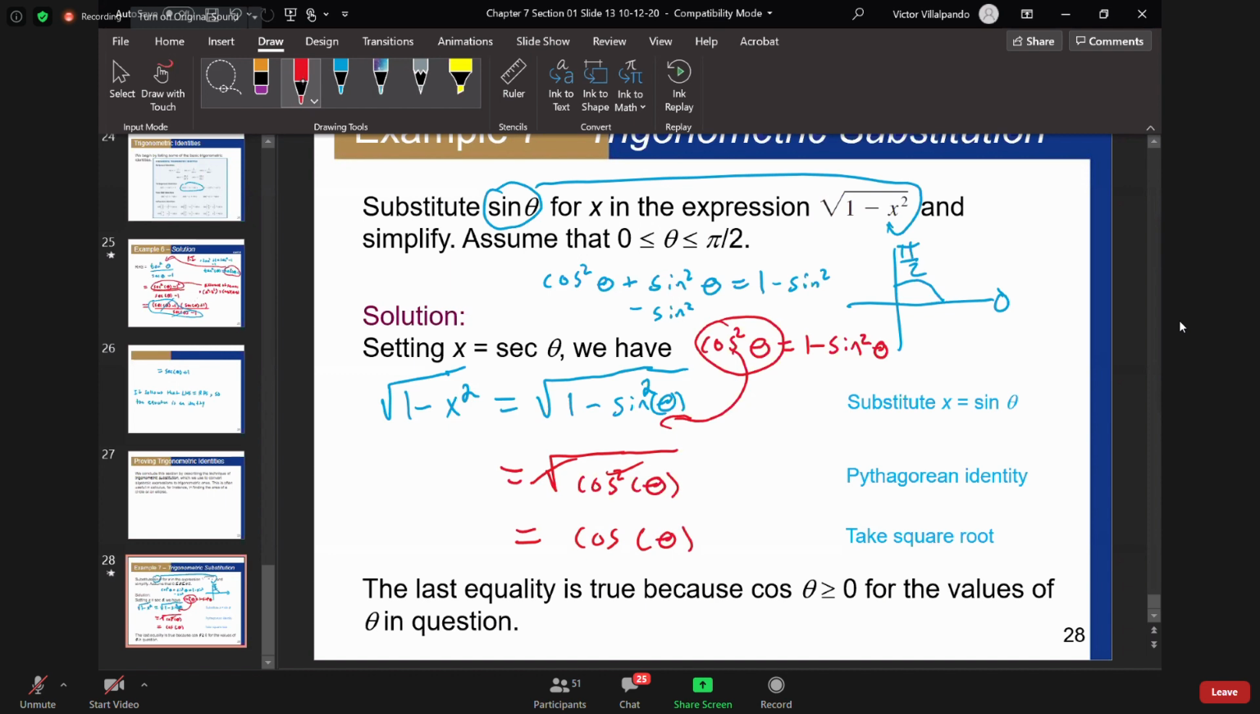Cosine is positive in quadrant 1 and quadrant 4. Remember, we go counterclockwise. Quadrant 1, 2, 3, and then 4. So cosine is positive in this one and in this one. And so what did they say? The last equality is true because cosine of theta is positive for the values of theta in that question. So this wraps up 7.1.